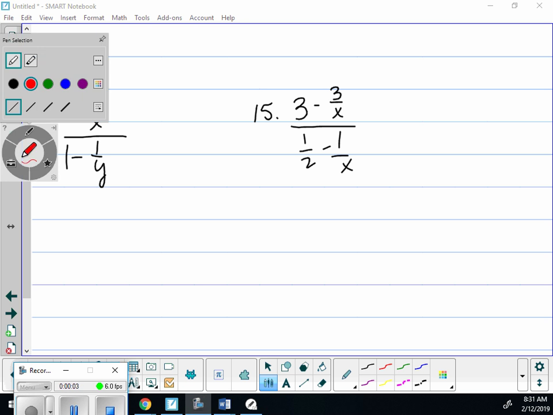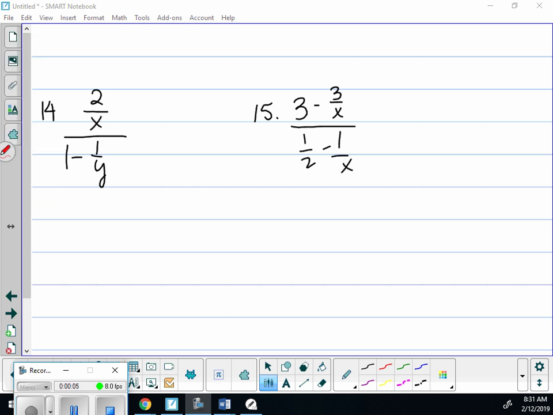Before we can flip and multiply, however, this needs to be combined into a single fraction. So when you are dealing with complex fractions, look at the top, look at the bottom, get them into one single fraction on top, one single fraction on the bottom. So how do we get this into one single fraction?